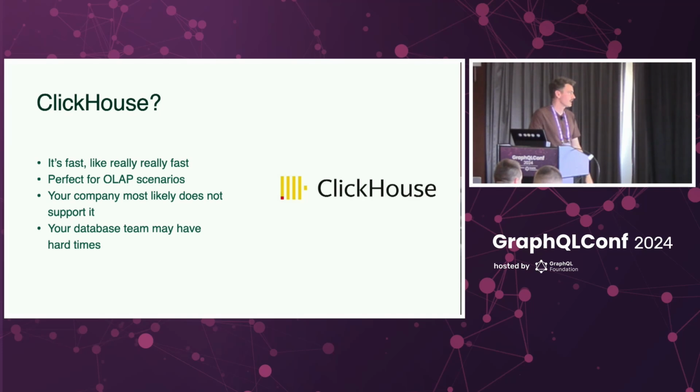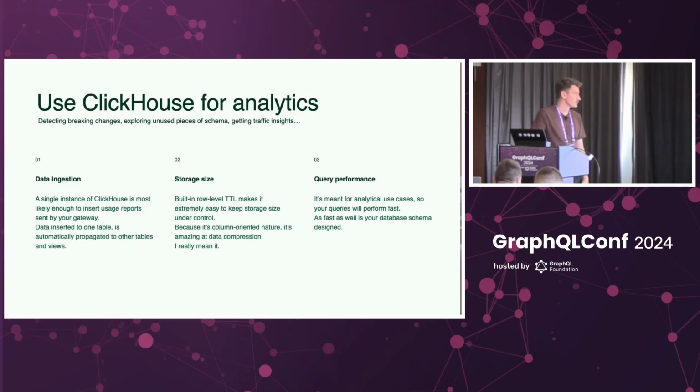At Hive, we use ClickHouse. It's very easy to set up. So in case you want to have your custom schema registry, I think this is the obvious choice. The only problem with that solution, one of many, is that your database team will probably not be aware of ClickHouse, so they have to learn it. And your company most likely does not support it yet. So it's a big cost to pay.